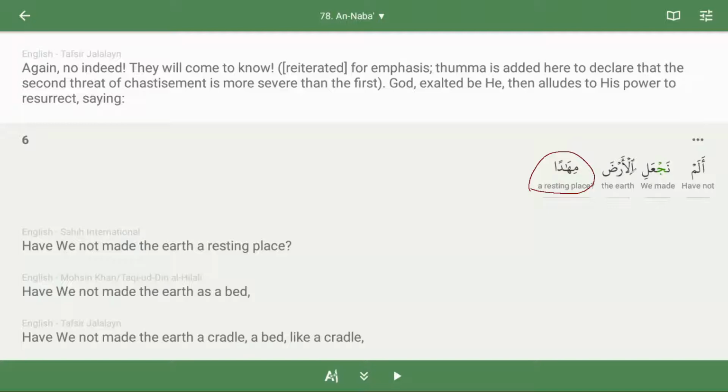He could have talked about, have we not made the earth a place of life, a place of vegetation, a place for dinosaurs? So many things we could have talked about. A place of life, because we know only of one place which has life. But the Quran is not something about science. It is something which a normal person should also relate to. Mihad, everyone understands a resting place.